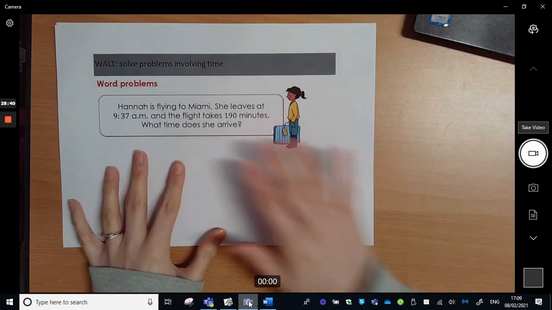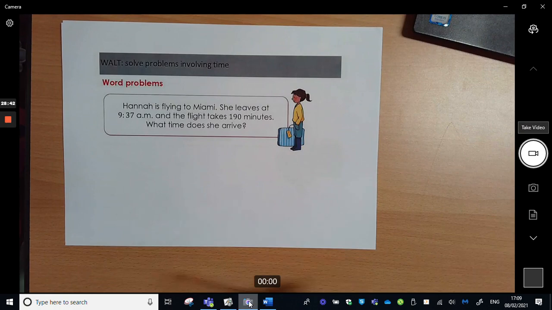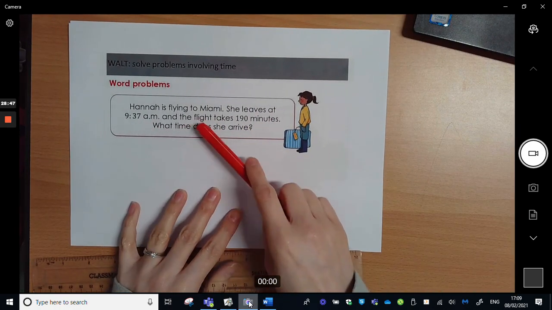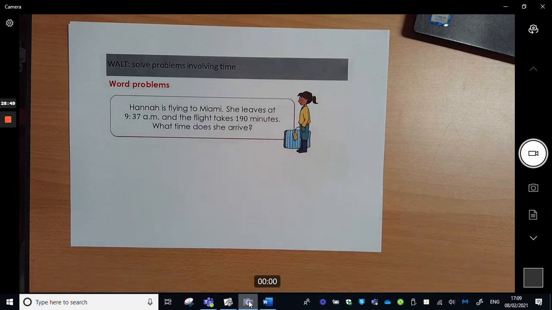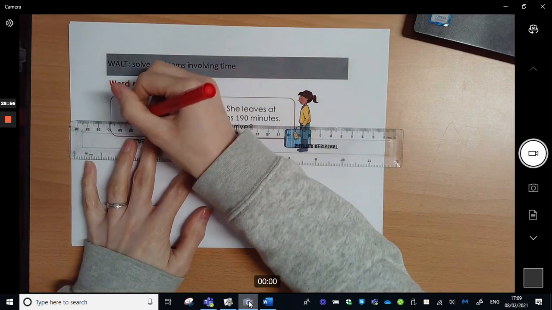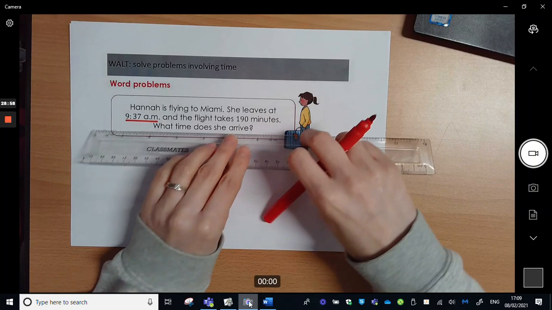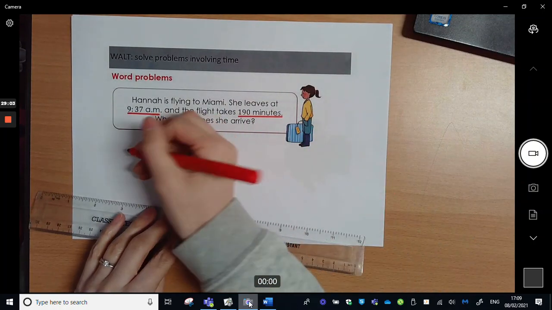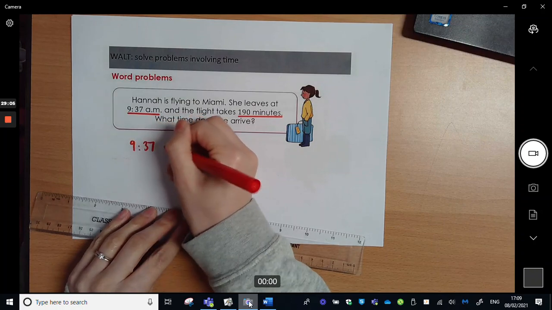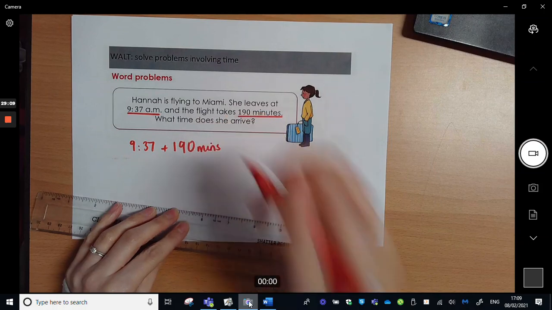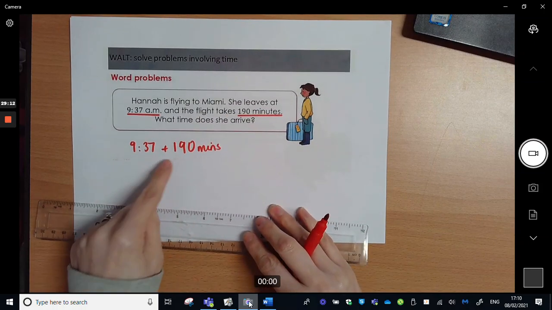So Hannah is flying to Miami. She leaves at 9:37 a.m. and the flight takes 190 minutes. What time does she arrive? So first of all, I need to identify what I'm going to do. So I know a flight's taking off at 9:37 and it takes 190 minutes. So I want to know what time she gets there. So I'm doing 9:37 add 190 minutes, okay? So I can follow my steps from before and add on 190 minutes.